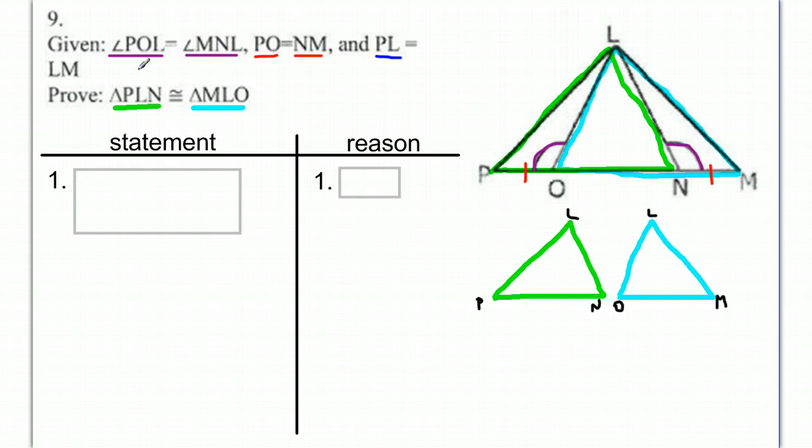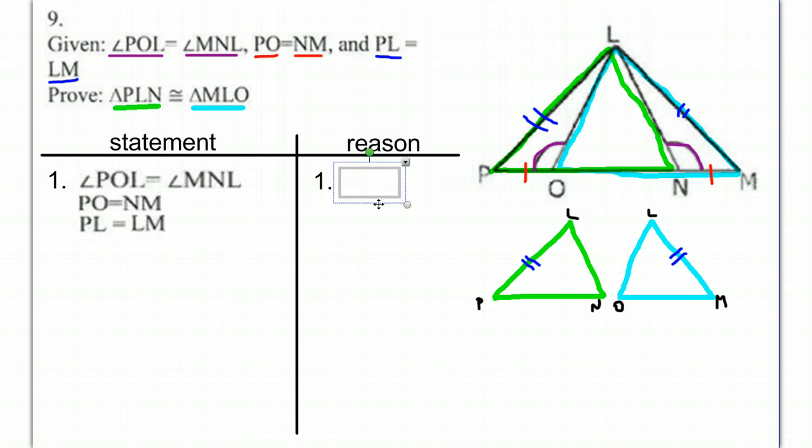And then finally, PL is equal to LM. PL is equal to LM. Finally, that's something that we can actually correspond to down here. So we have two sides that are equal in the two triangles we're trying to prove congruent. The rest of this stuff doesn't directly solve our problem yet. So let's get down our given information and mark it as given.